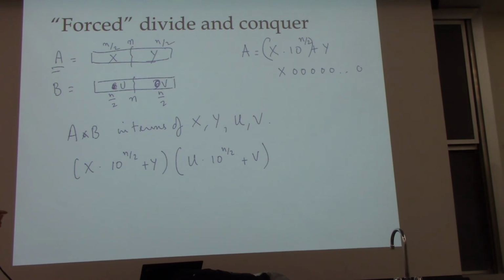Okay. These are just sums of two terms, so I can multiply these out. That's 10 raised to n times XU, plus 10 raised to n by 2 times XV plus YU, and then YV. Right? Because you've got to pick one term here and one term there. So this is already looking in decent shape, right? So now I can try to do divide and conquer, because these are just products of n over 2 digit numbers.